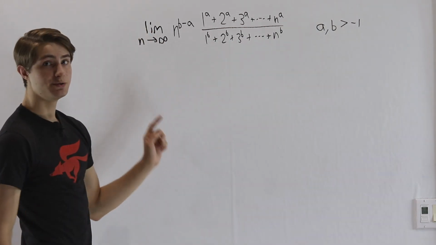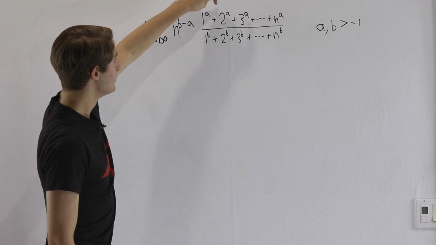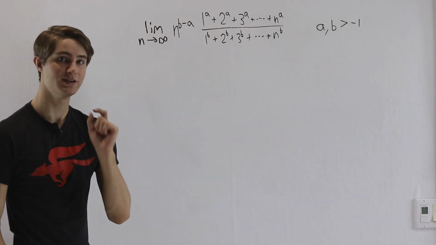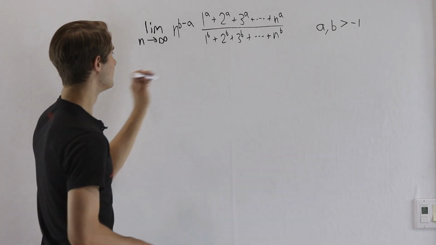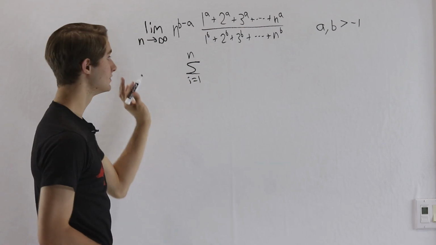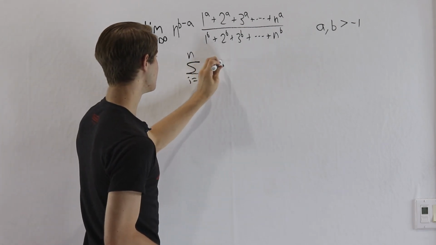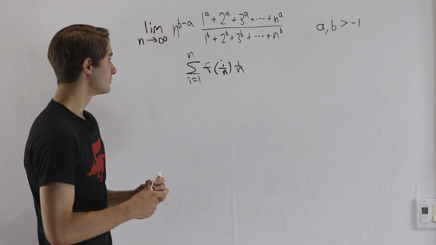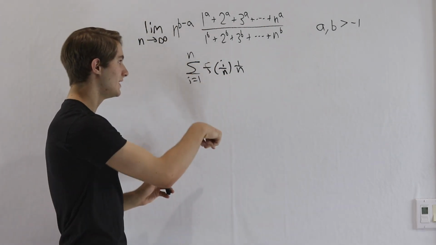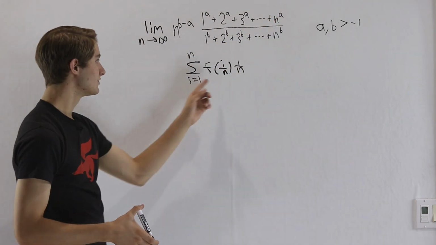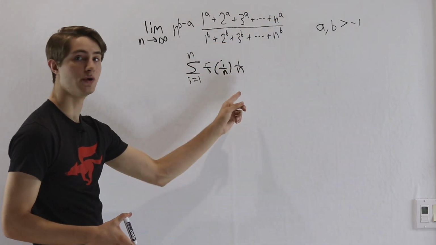Now the first thing I see when I look at this limit is this 1, 2, 3 up to n on the top and on the bottom, and that reminds me a lot of Riemann sums. Now, a Riemann sum is a sum of the form i from 1 to n of some function of i over n times 1 over n. So this means we get 1 over n, 2 over n, 3 over n, all the way up to n over n. And then that is going to get multiplied by 1 over n.